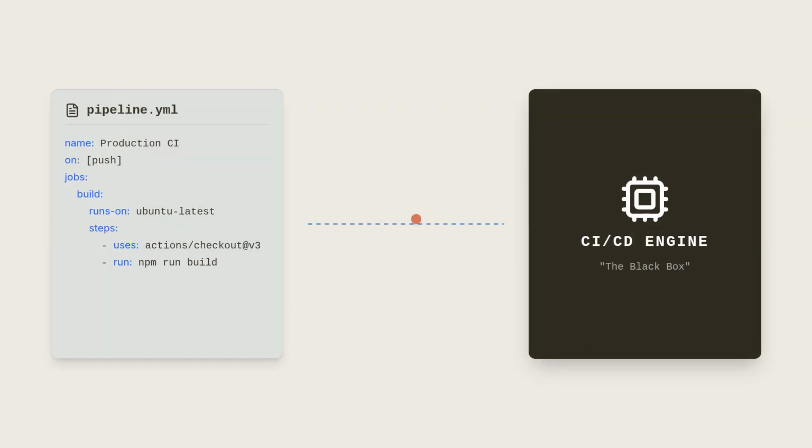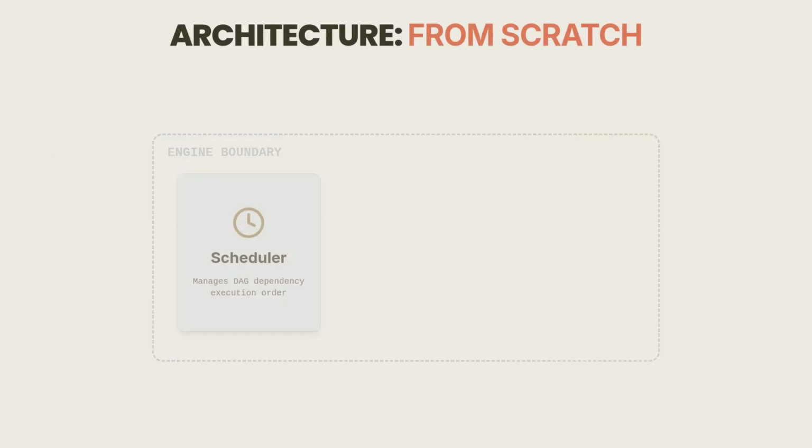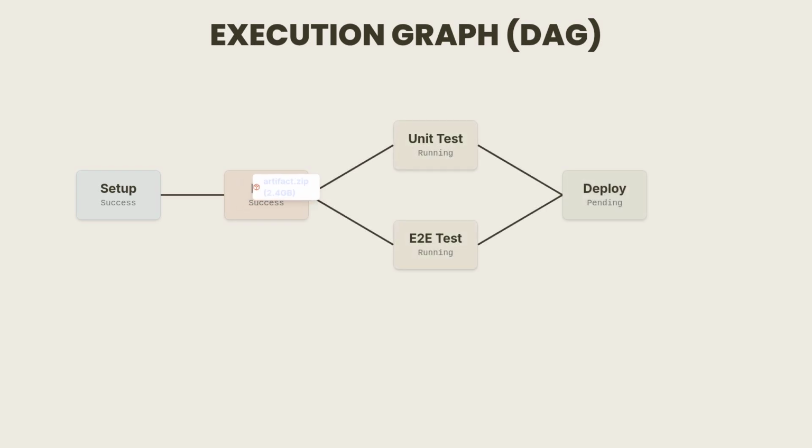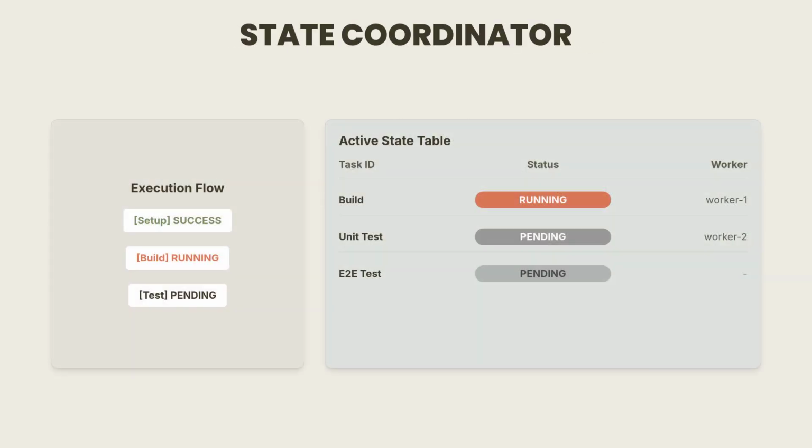We treat these CI/CD pipelines like black boxes. We feed them YAML, and they magically provision servers, run scripts, and deploy our code. But what is actually happening under the hood? If you had to write a continuous integration engine from scratch this weekend, how would you design it? How does it know which tasks can run in parallel, which must wait, and how to pass gigabytes of build artifacts across isolated virtual machines without losing state?